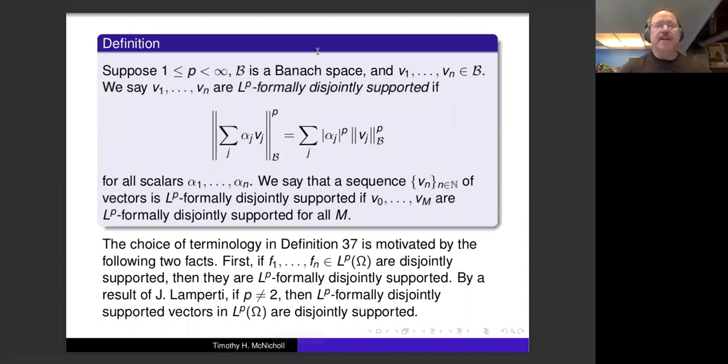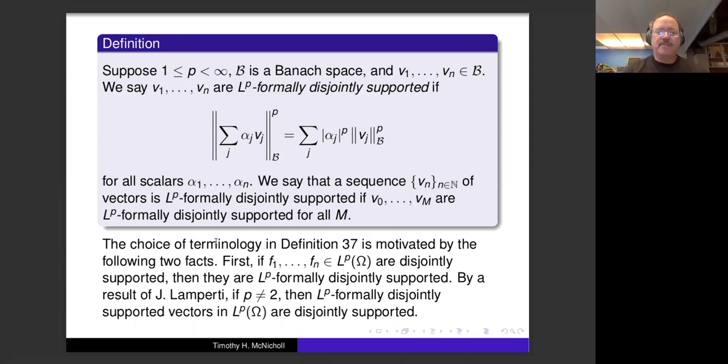Now, getting back into Banach spaces, we have a Banach space B and vectors v1 through vn in B. Let me define what I mean when I say they are L^p formally disjointly supported. Disjointly supported in the context of an L^p space means you have vectors whose supports are disjoint from each other. Such vectors would satisfy this identity right here. So you're in an arbitrary Banach space, and you've got vectors v1 through vn that satisfy this identity for all choices of scalars. You call it an L^p formally disjointly supported sequence, meaning it behaves like a sequence of disjointly supported vectors in L^p. How far can we push that analogy?